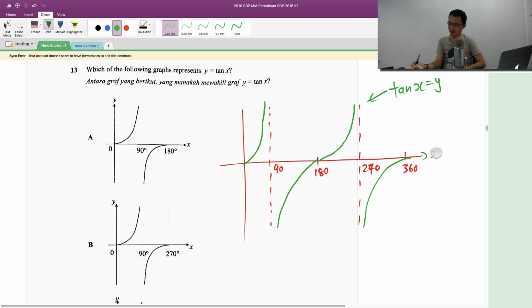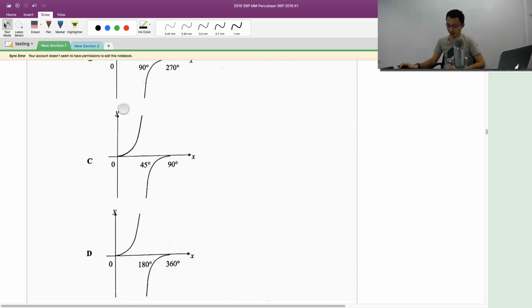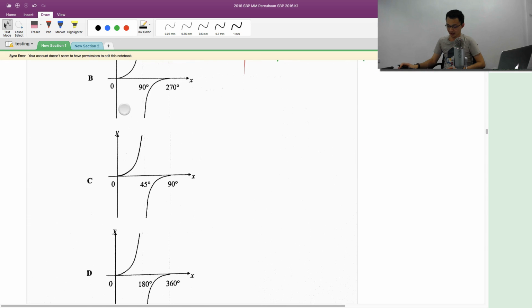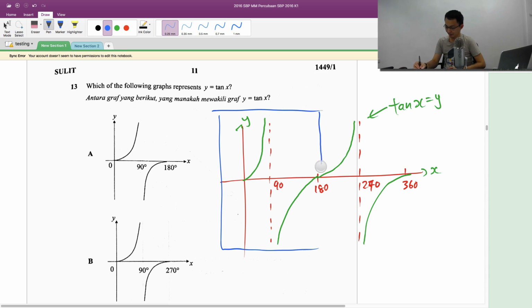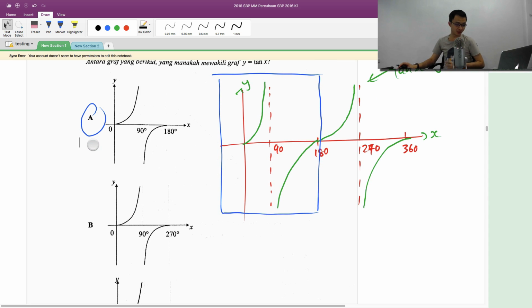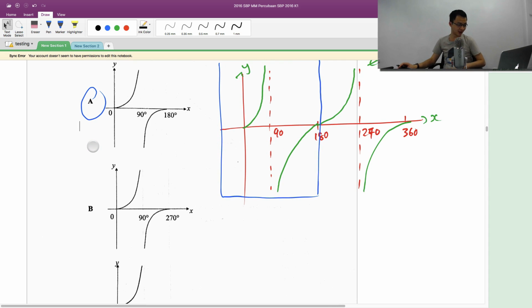So if this is x, this is y. Because the question has the pattern until 180, I only choose part of it until 180. So I choose this part, so the answer obviously is A. Yes, the answer is A. So you need to memorize how the tangent happens.